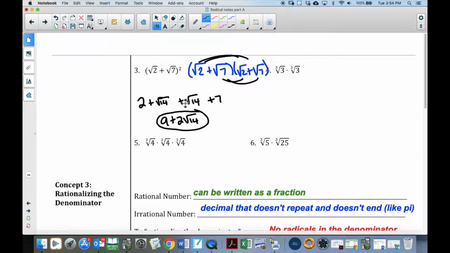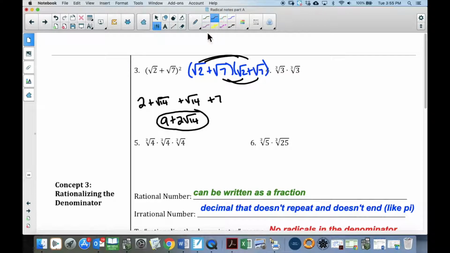Okay, so when you multiply it out, you get radical 2 times radical 2 is 2, and then when you have a radical 2 times radical 7, that's a radical 14, and you have another radical 14, and then you have your 7. The like terms 2 and 7 add together to be 9, and radical 14 plus radical 14 is 2 radical 14.